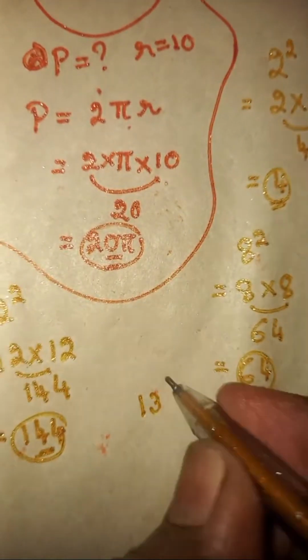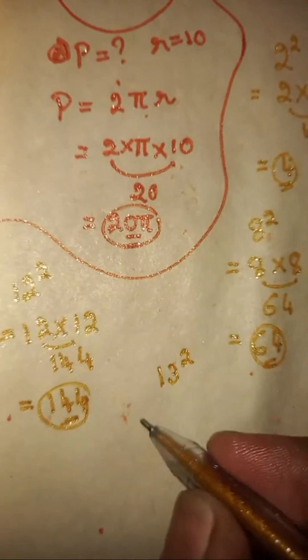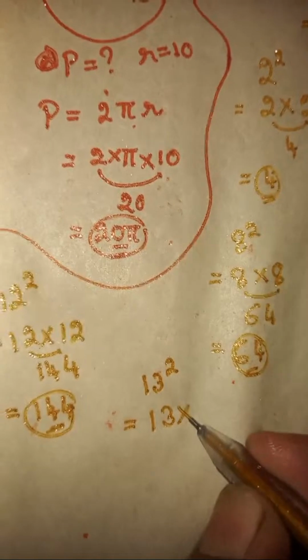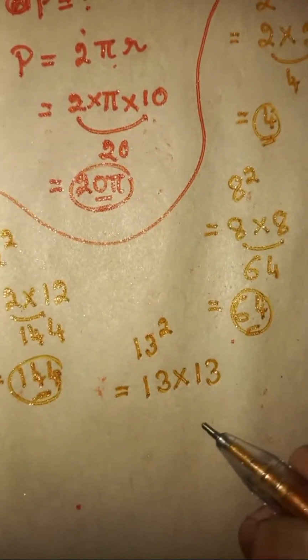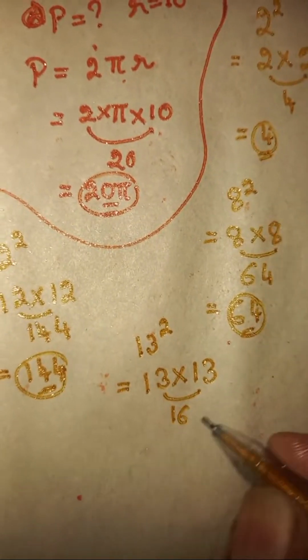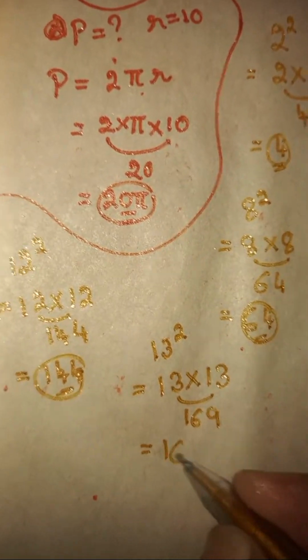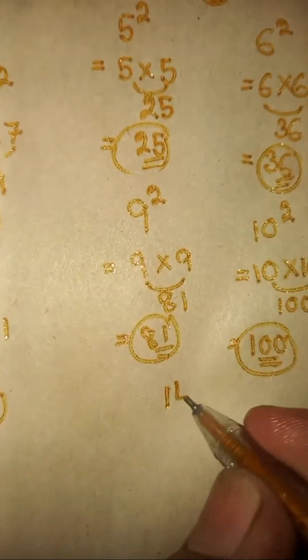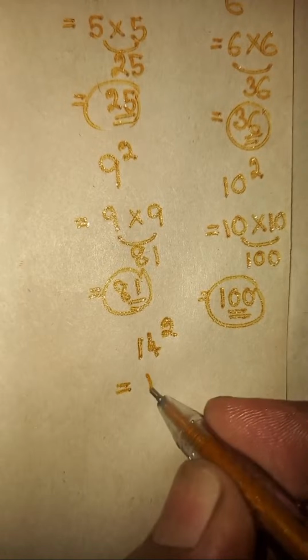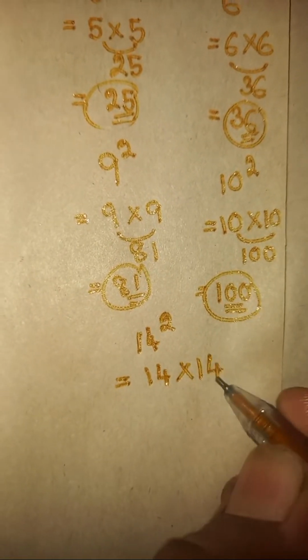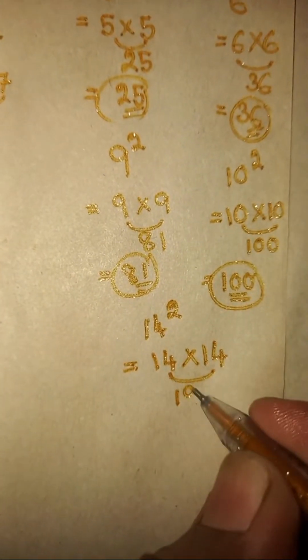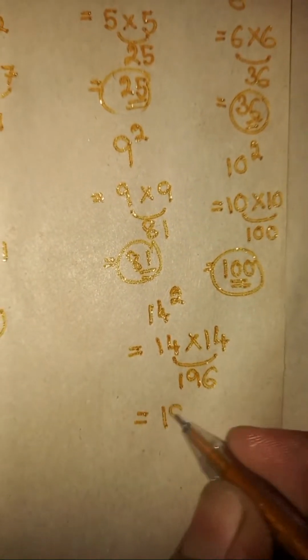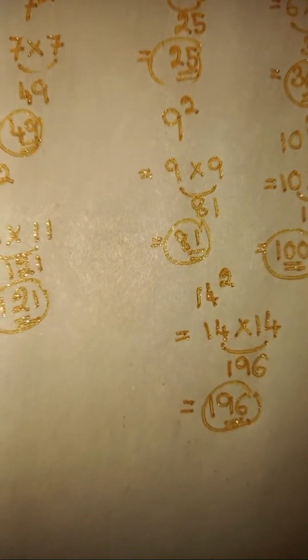And 13 square. Here 13 square means you can write it as 13 times 13. This one, 13 times 13 is 169. So 13 square is also 169. And let's write what is 14 square. 14 square is equal to 14 times 14. 14 times 14 is 196, so 14 square is 196.